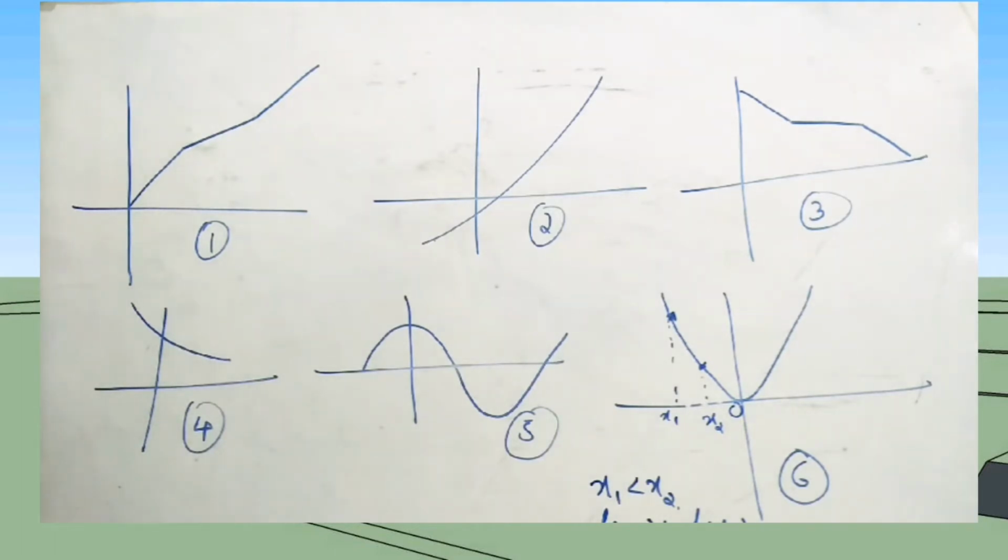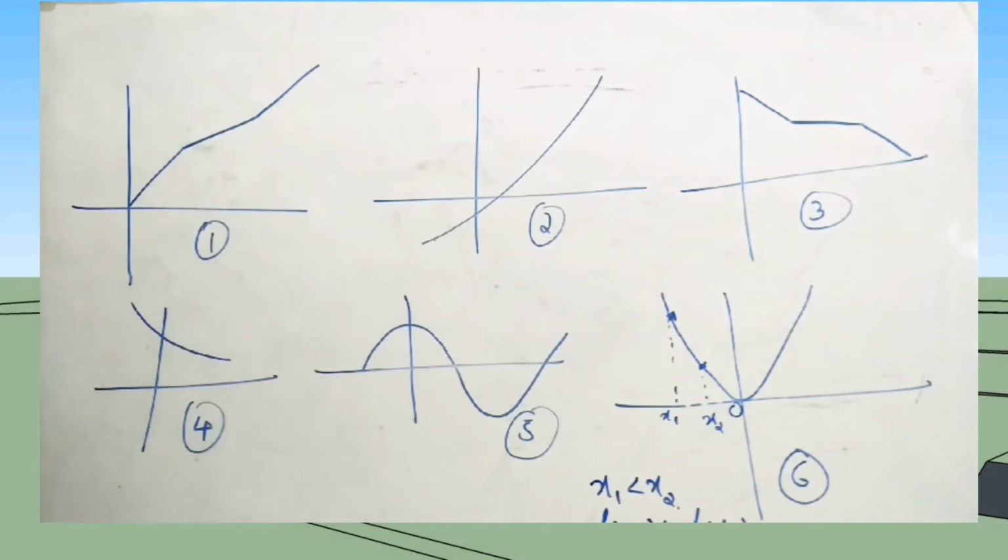If you want to check whether a given function is decreasing, we will take 2 points x1 and x2 such that x1 is less than x2, and if you can prove f of x1 is greater than f of x2, then we can say that this function is strictly decreasing. Suppose f of x1 is greater than or equal to f of x2, then we will say that it is decreasing.